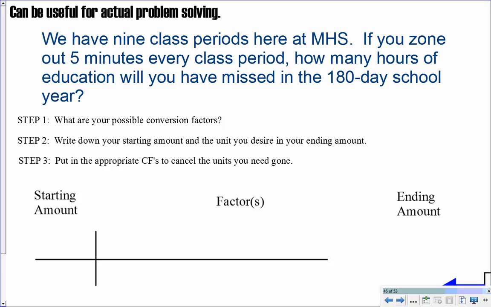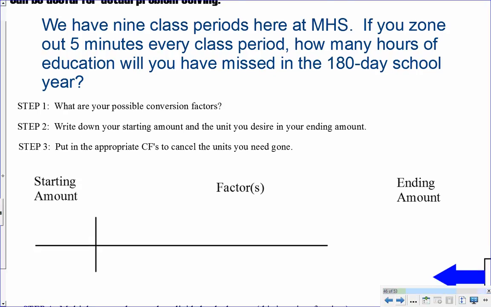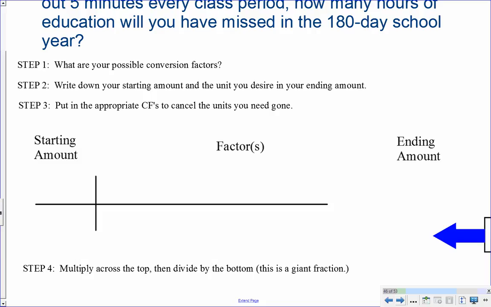Another example, we have 9 class periods here at Marcellus High School. If you zone out 5 minutes of every class period, how many hours of education will you have missed in a 180-day school year? So I'm going to start by saying, okay, this is a little bit weird, a little bit different. This is a slightly different problem, and much more complicated than most things that we'll do. I just kind of thought it was funny and you might enjoy it.